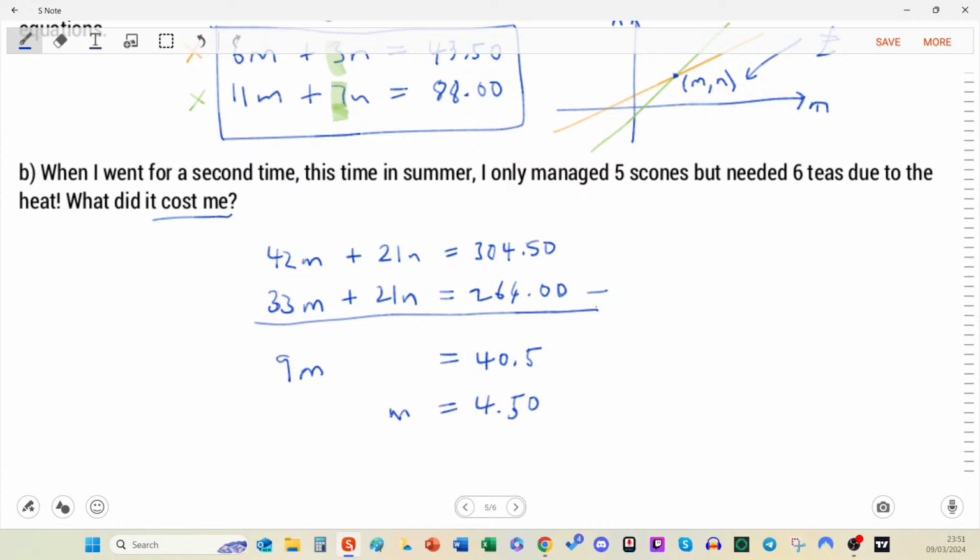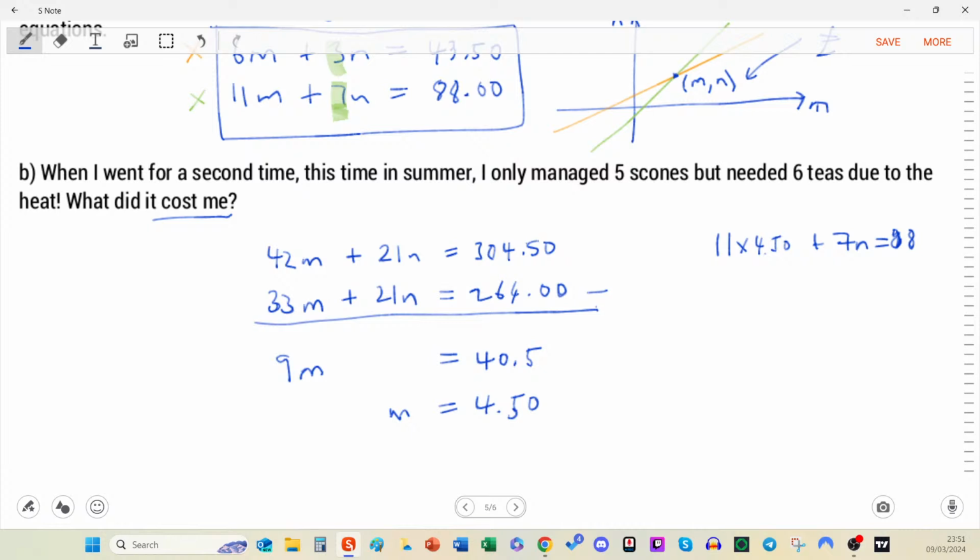Okay. And now we know what m is, we can put that back into any one of the equations, and I would pick the smaller equations at the top because they're smaller numbers. So 11 times 4.50 plus 7n equals 88. Yeah, got there eventually.